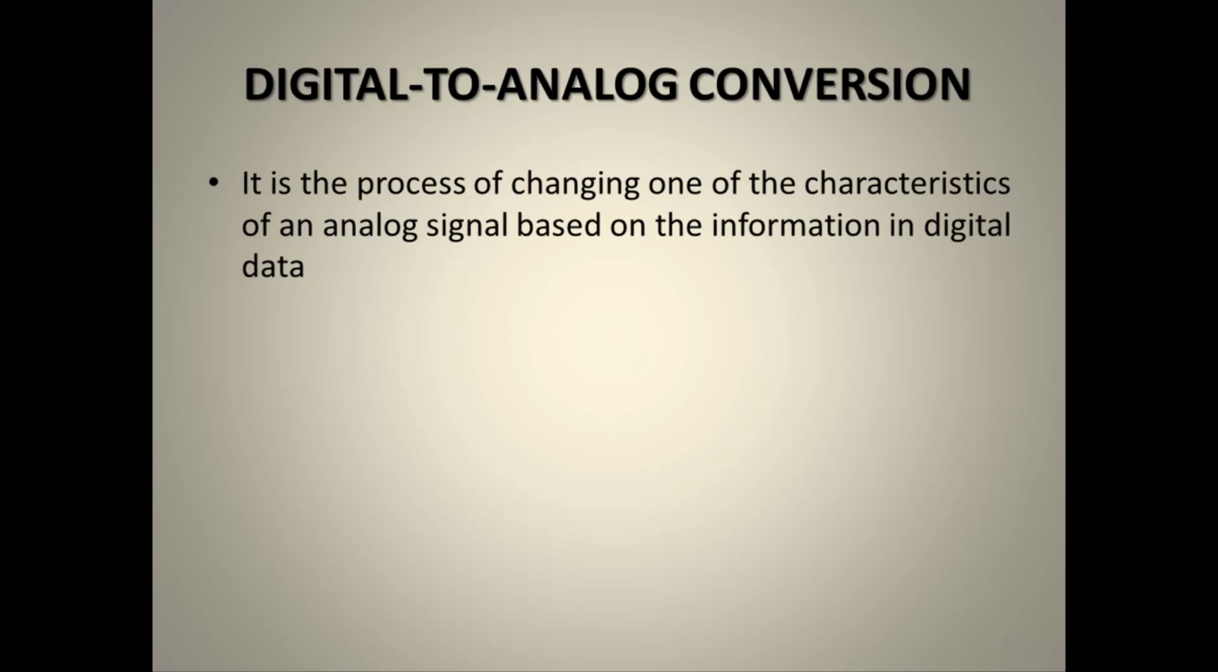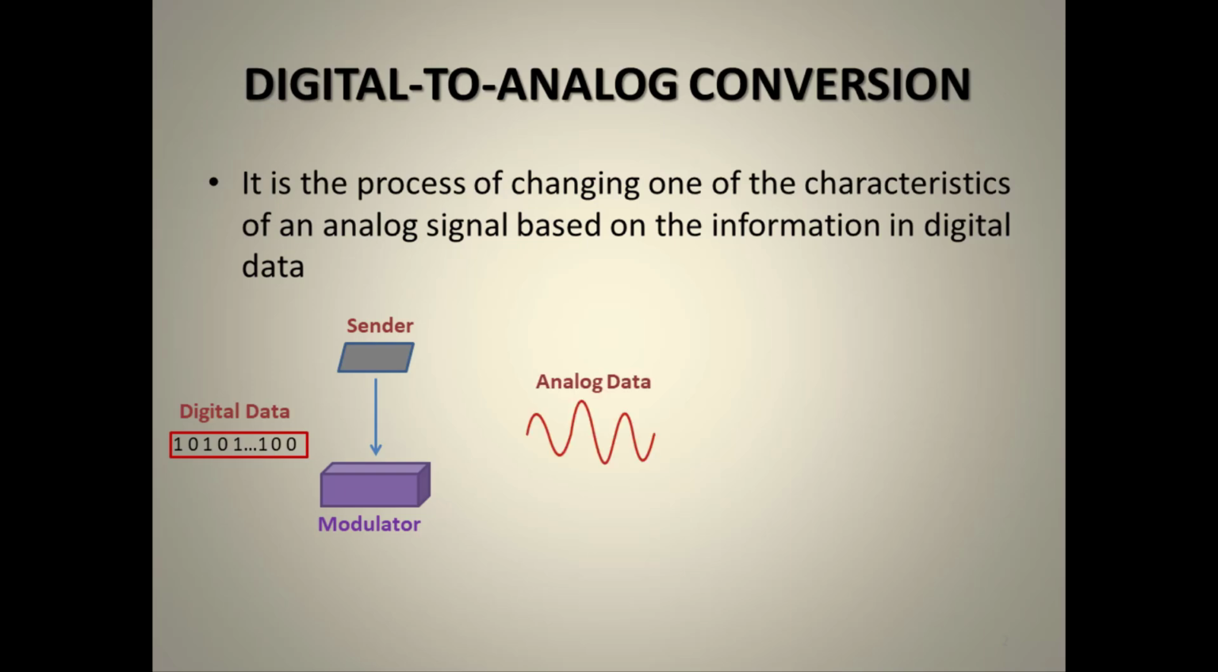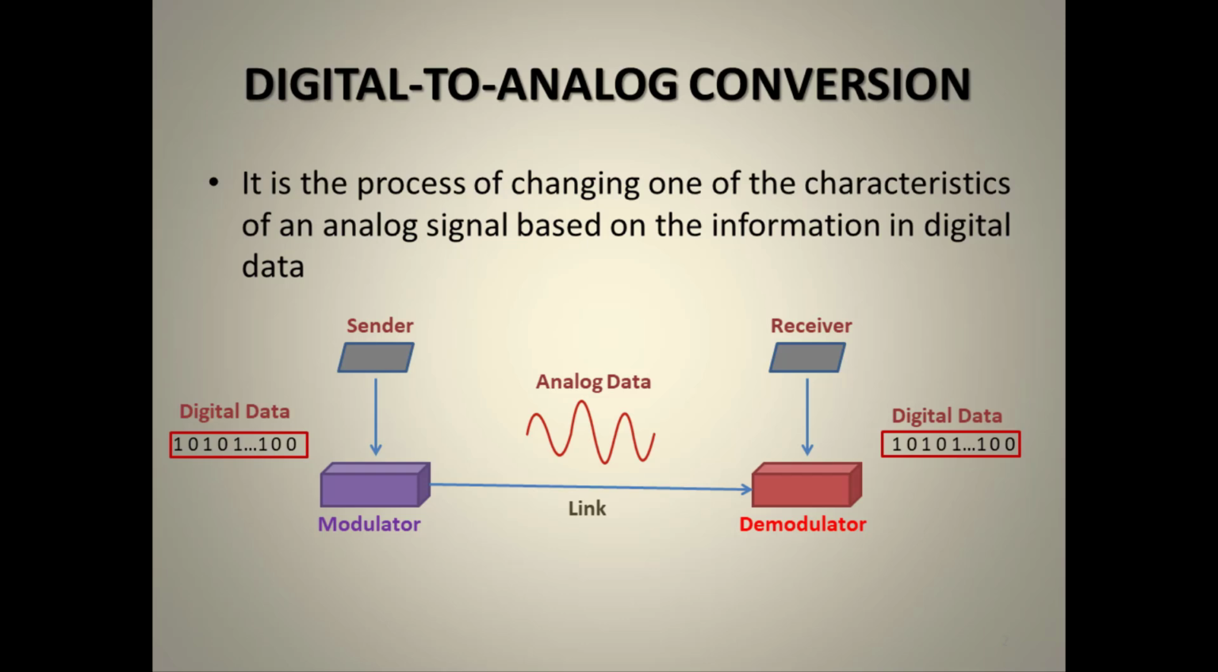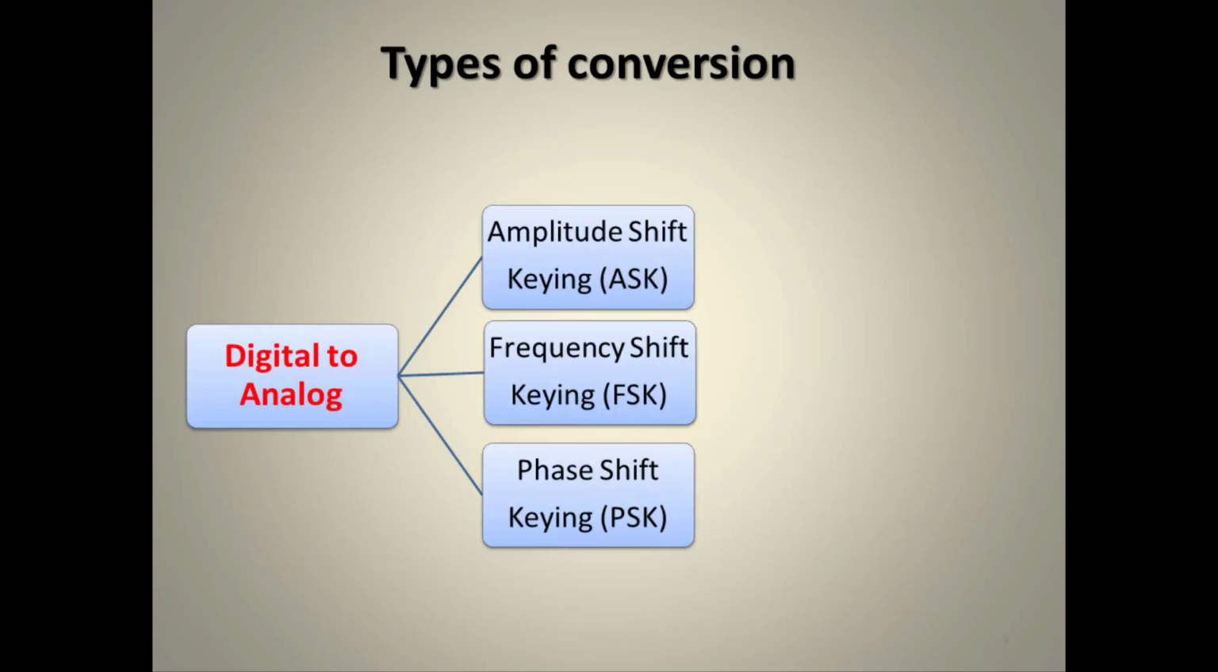We need to convert it into an analog signal based on some characteristics. Like here, suppose we have the digital data 1010 in any format. Then the sender uses a modulator, which changes this digital data into analog data, and sends it through the link. At the receiving end, the receiver uses a demodulator, and it recovers the digital data from the analog data. So the modulator converts the digital data to an analog signal, and the demodulator converts the analog data to a digital signal.